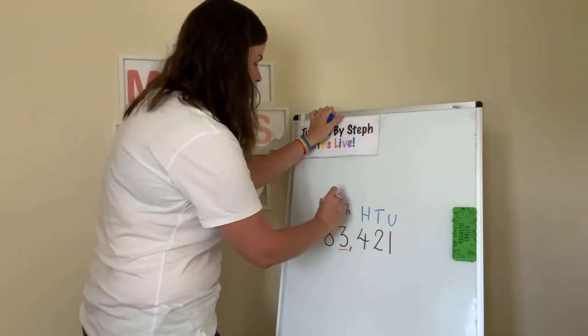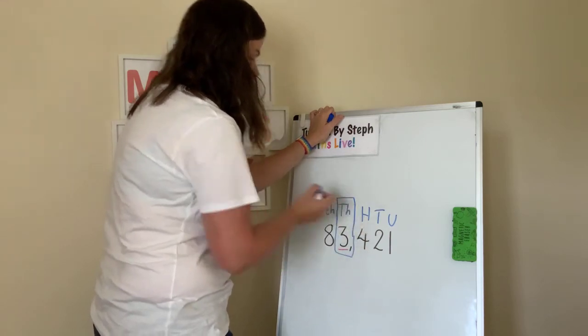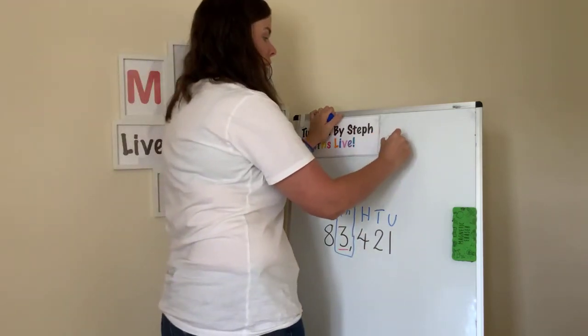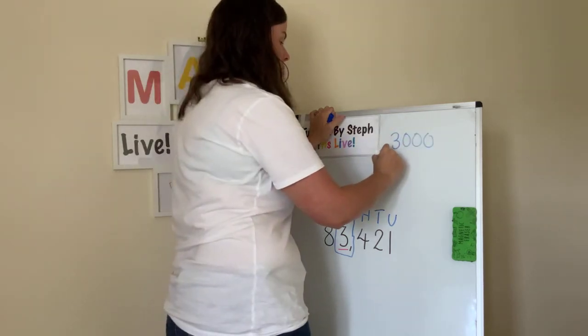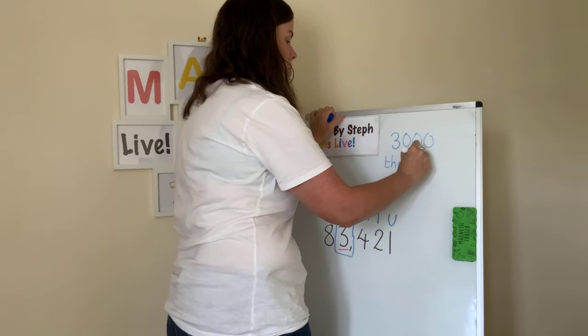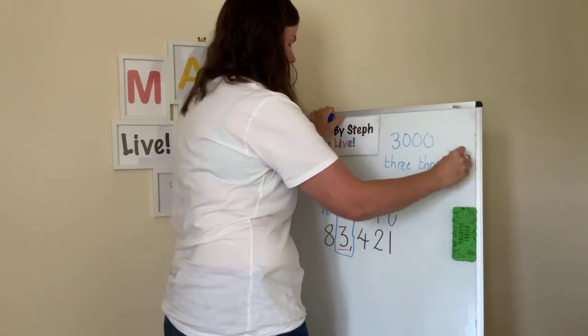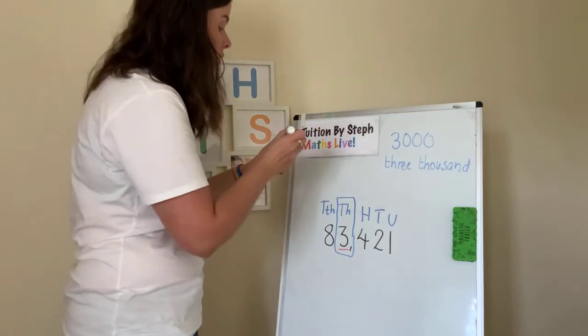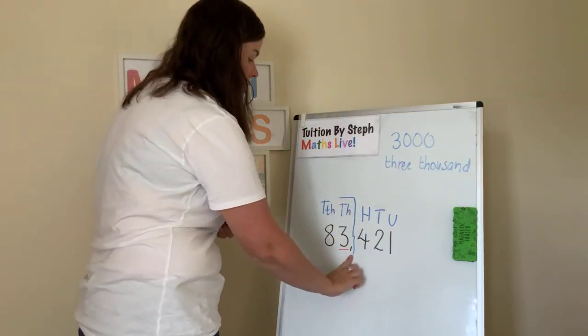So therefore, the three is in the thousands column. Again, you can write it in words or you can write it in numbers, 3,000. If you've got one of those two, it doesn't matter which one, you are absolutely correct. So the three in that number is worth 3,000. The eight is worth 10,000.